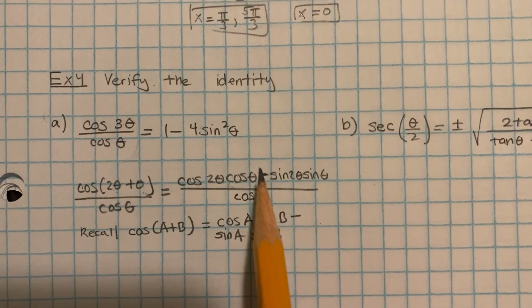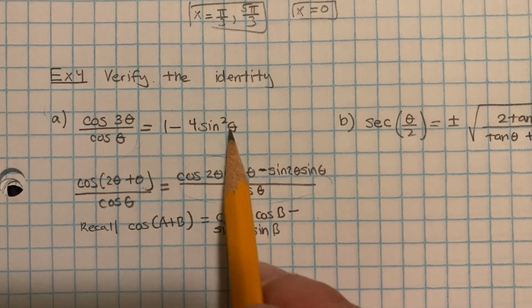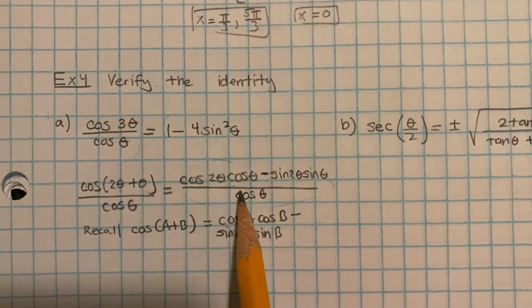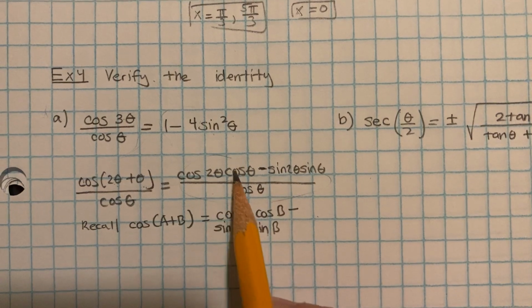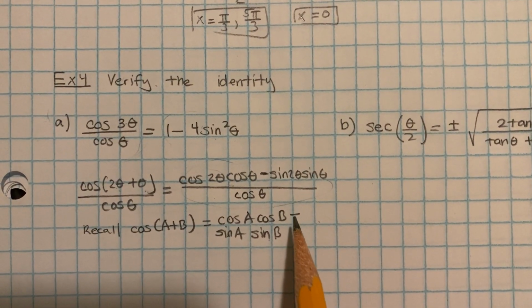Again, I'm trying to get this side to look like this. Notice the right side of the equation has sine only, and so what that means is I'm going to have to transform everything in terms of sine if possible.